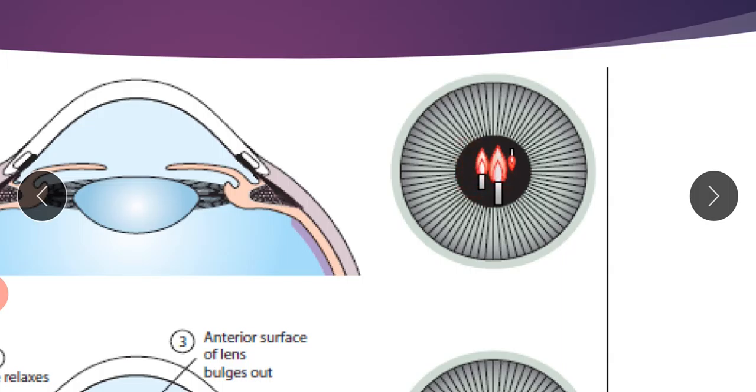The larger one is actually the image on the anterior surface of the lens. This smaller upright one is on the corneal surface, and this inverted one is on the posterior surface of the lens. So this one is on the anterior surface of the lens, this one on the surface of the cornea, and this one on the posterior surface of the lens.